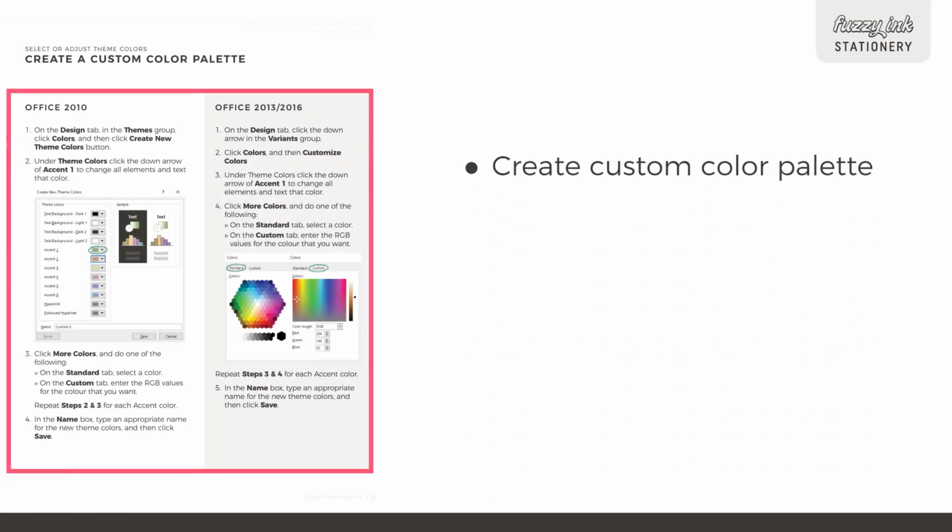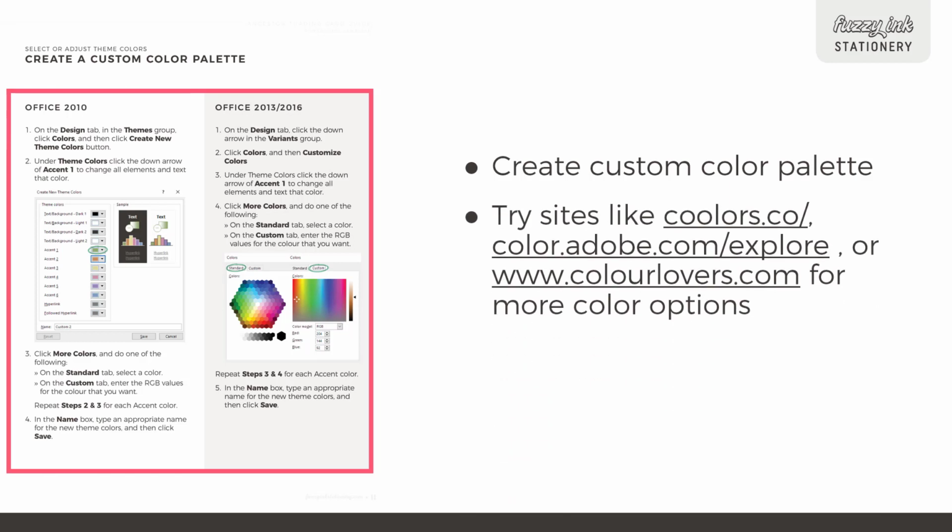The one thing you will need before we go into this is you'll actually need to know what your custom colors are. You can see here just from the small screen cap of the guide PDF, that you'll have two options of choosing either from the standard or custom. But if you want a completely custom palette, you will need to have the RGB values ready to go. Now you can look at sites like Coolors, Adobe Color, or ColorLovers to get some ideas for colors that you may love for your cards.